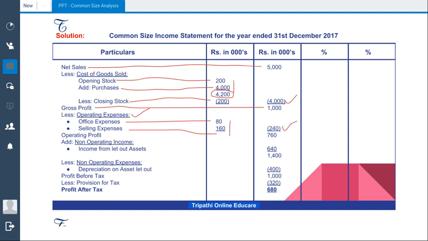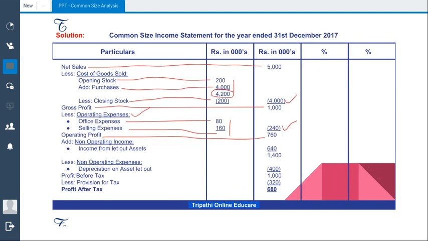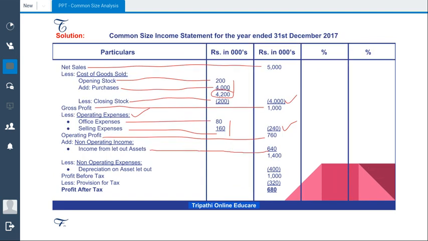Now what is this 240? 240 is your operating expense. Now this operating expense will be subtracted from gross profit. You will get operating profit. So our operating profit is 760. Now to this operating profit, we add non-operating income. So if you see the problem, you will find non-operating income over here in the credit side. Income from asset let out 640. So let us go and add this non-operating income to the operating profit. So you will get 1400.